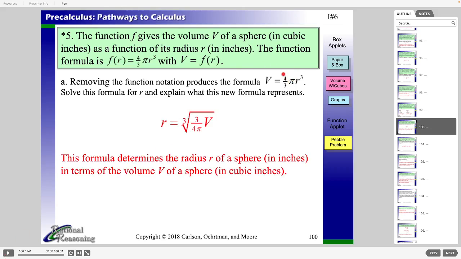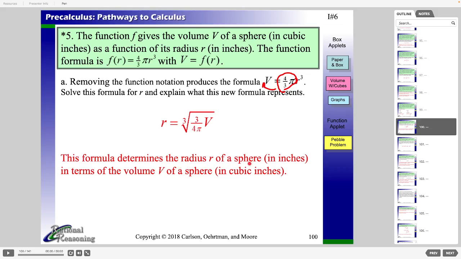And so we multiply by 3/4, right? That comes over. There's our 3/4. And then we divide by pi, so that's why the pi is up and down in the denominator. So that all comes over first. And then to get r cubed, we need to use a cube root, so we can solve it for r.